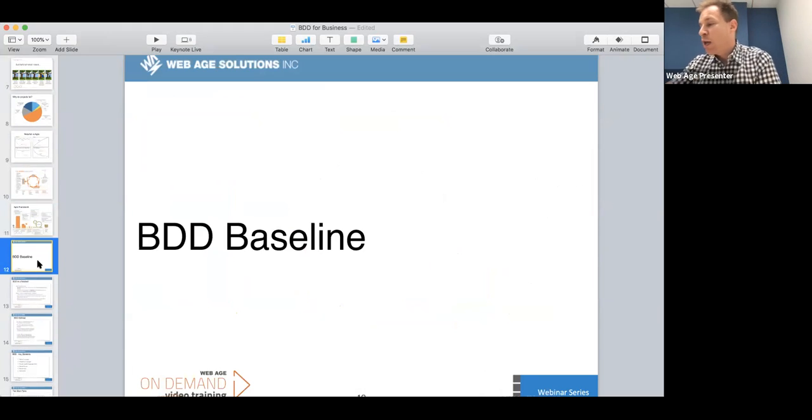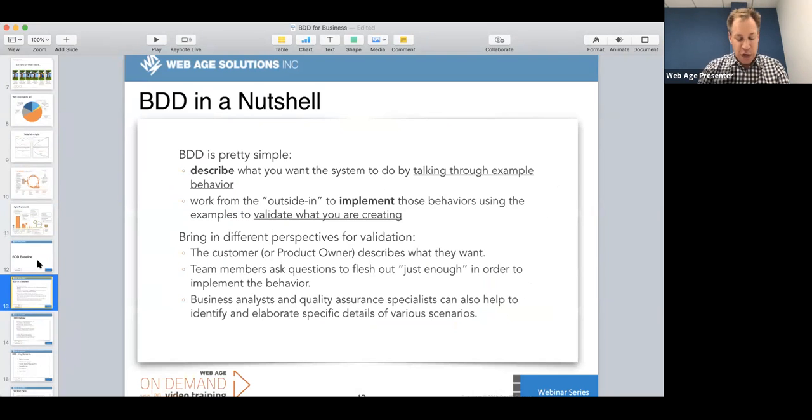All right, so let's talk a little bit about behavior-driven development and what does that really mean? All right, I'm gonna bring up my cheat sheet here. All right, so behavior-driven development, the concept is pretty simple. It just describes what you want the system to do by way of examples. So when you're writing user stories and acceptance criteria from a behavior-driven development perspective, we want to start thinking about using concrete examples of the way people would actually use a system.